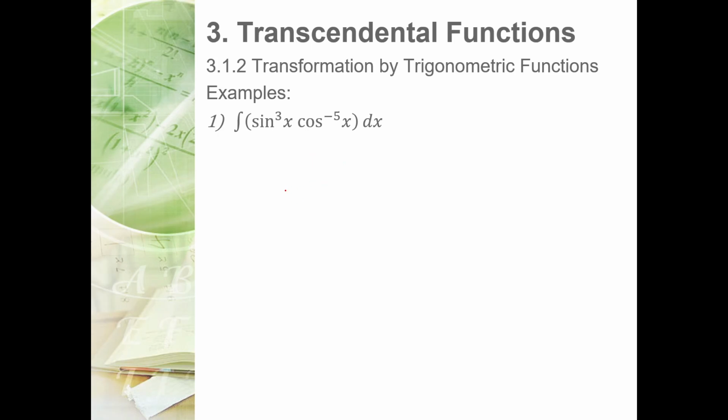So let's start off with the first example. Again, as per case number 1, we need to look out for the exponents of the function, whether it's an odd and positive integer. Notice in the given equation, sine cubed x times cosine to the negative 5x dx. As you can see here, both are odd, but the cosine function has a negative exponent. So we focus here.